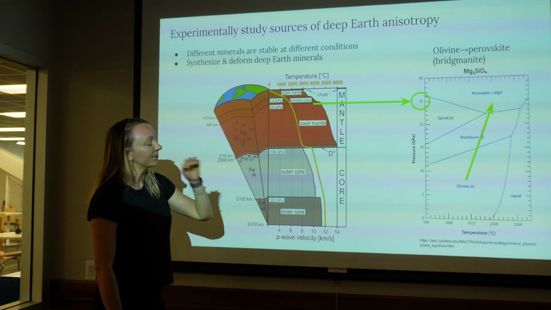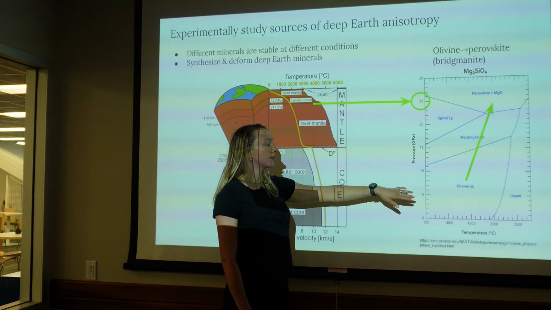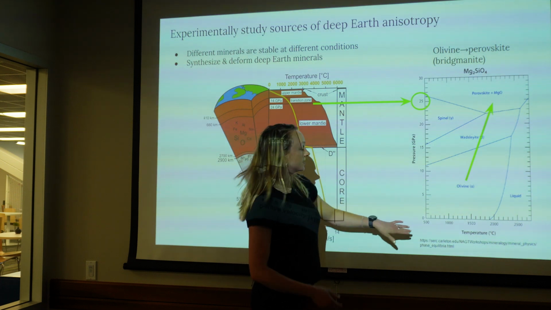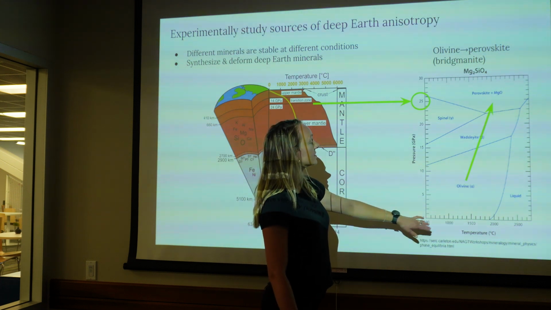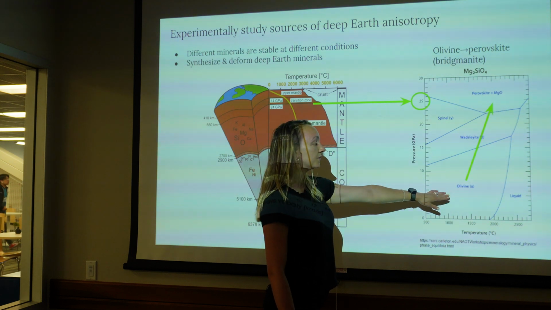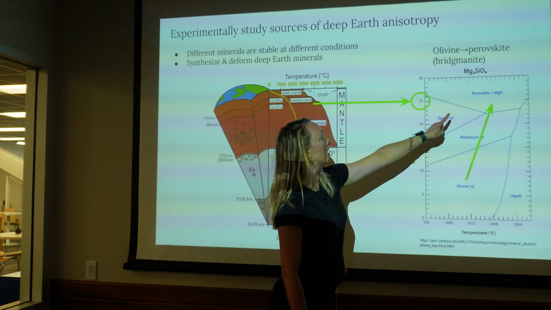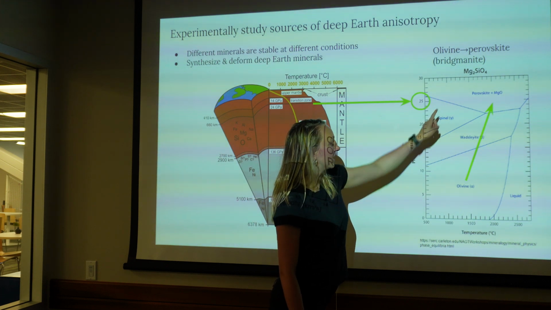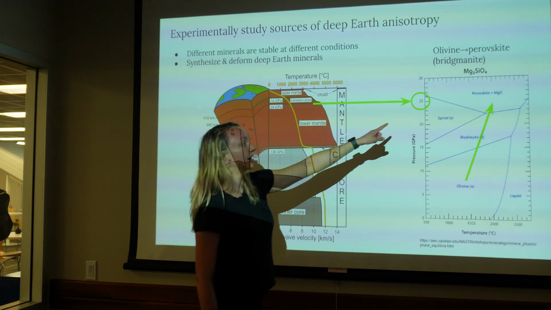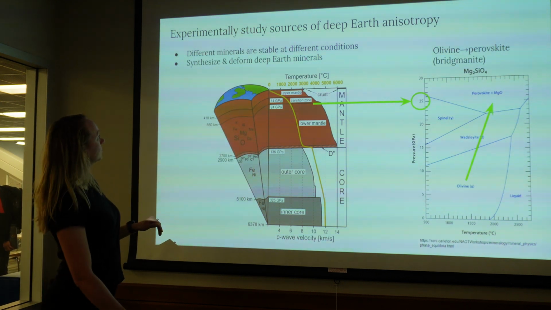And the way that I do that is this is a phase diagram which shows the relative stabilities of different types of minerals at different conditions, with temperature on the horizontal axis and pressure on the vertical axis. So what I do is I take some olivine, which we can find here on the surface of the earth, and increase the pressure to 25 GPa and heat it to transform it to my ideal mineral of perovskite, which I will refer to also as bridgemanite.